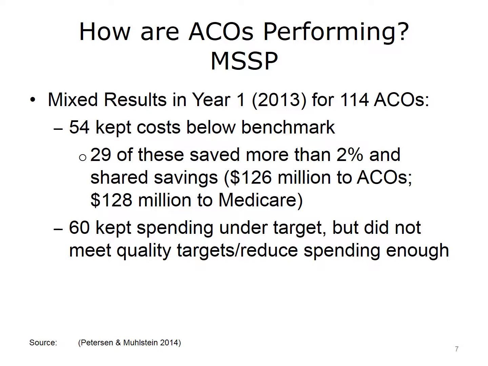Slightly more ACOs, 60, did not meet their quality benchmarks or did not reduce spending enough to share in savings. These ACOs were able to keep total spending under the target level. In subsequent years, the results have been fairly consistent, with overall spending reduced and, for the most part, quality indicators improving.